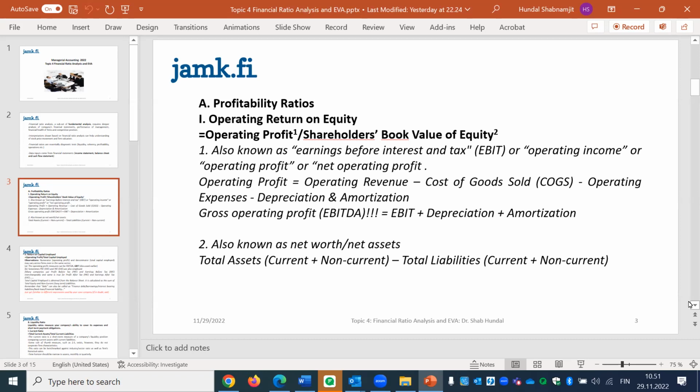So for instance, the operating profit, you can see I wrote a footnote, number 1. It also can be called as EBIT, earnings before interest and tax. It can also be called as operating income, or operating profit, or net operating profit. Sometimes it's even called the income before interest and tax. So not only EBIT, but sometimes even IBIT.